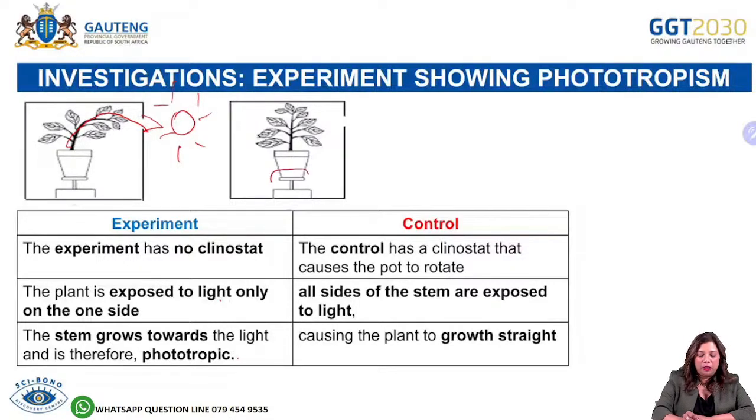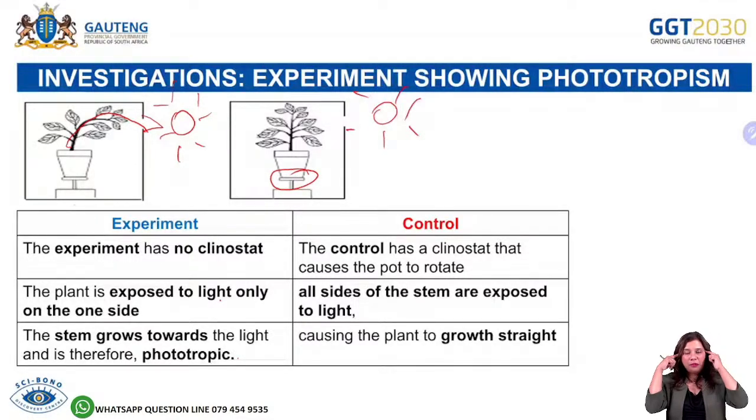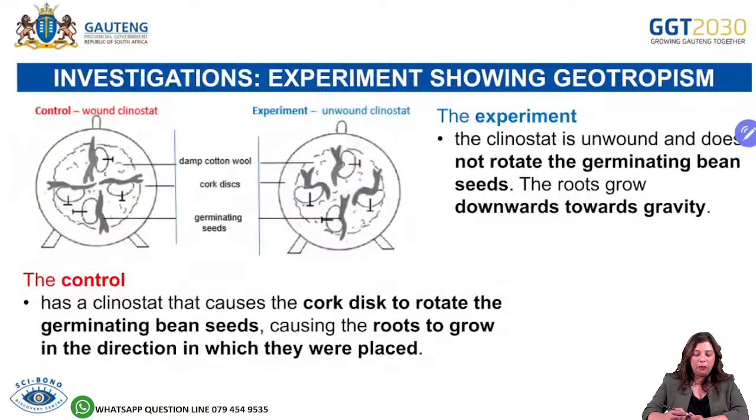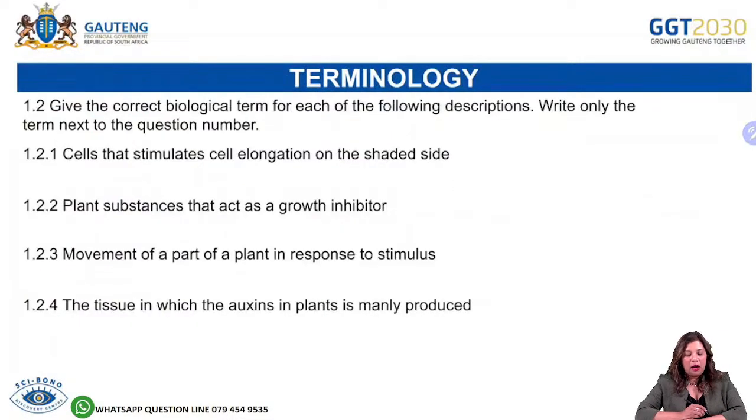But here we have the clinostat. And what happens with the clinostat, even though the light is only coming from one end, the plant is fooled into thinking, because it's rotating, that it is exposed to light from all sides. Okay? And it causes the plant to grow straight. Right, and then there's another further example of a clinostat.